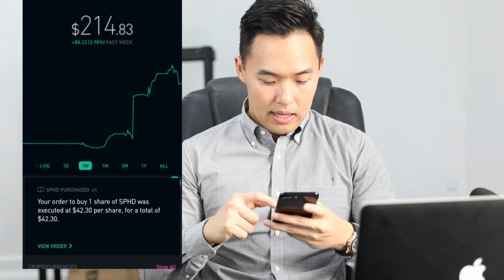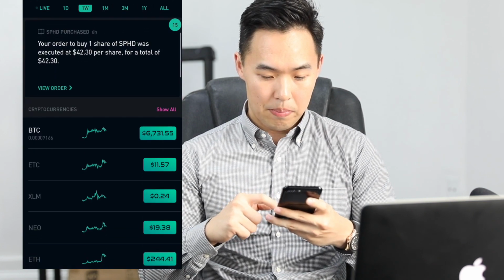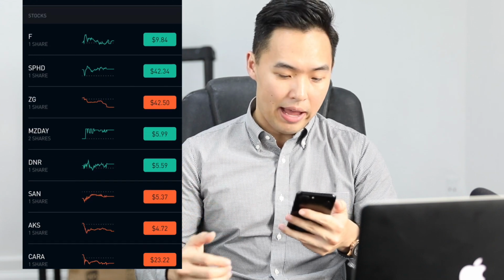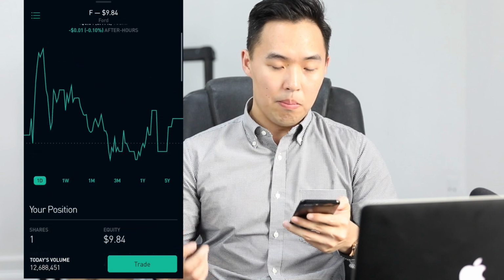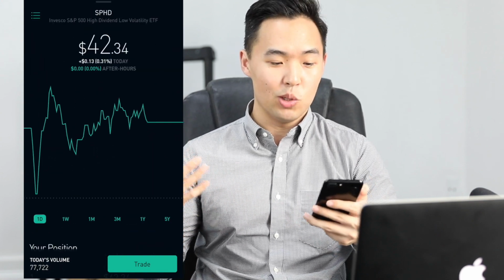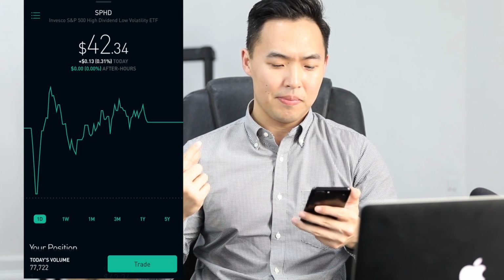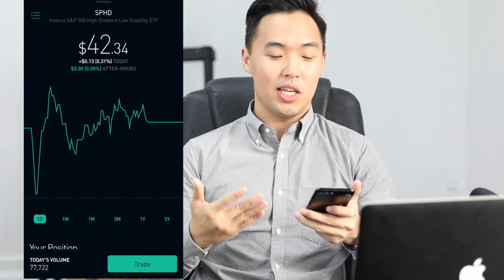Moving down, let me show you guys the stocks that I was going to buy. So right here are the stocks that are in my portfolio. I have 1 share of Ford. Moving on, most of these stocks I only have 1 share just because I'm a brand new investor in the stock market. So I can only buy $100 worth of stocks each episode.